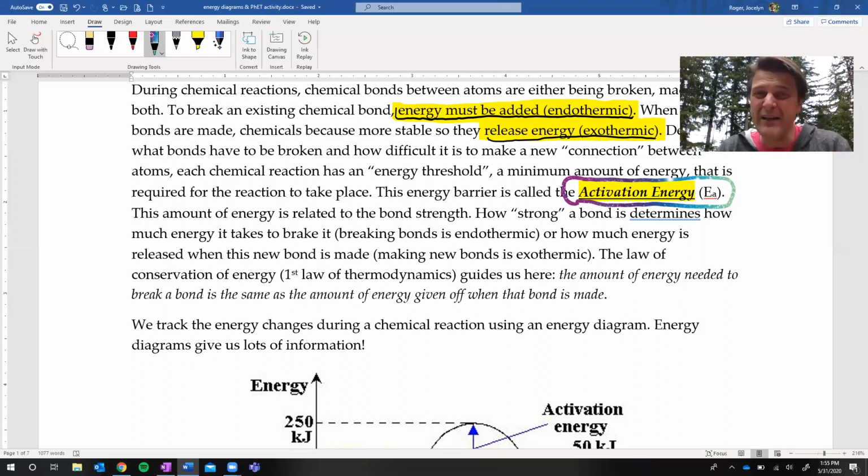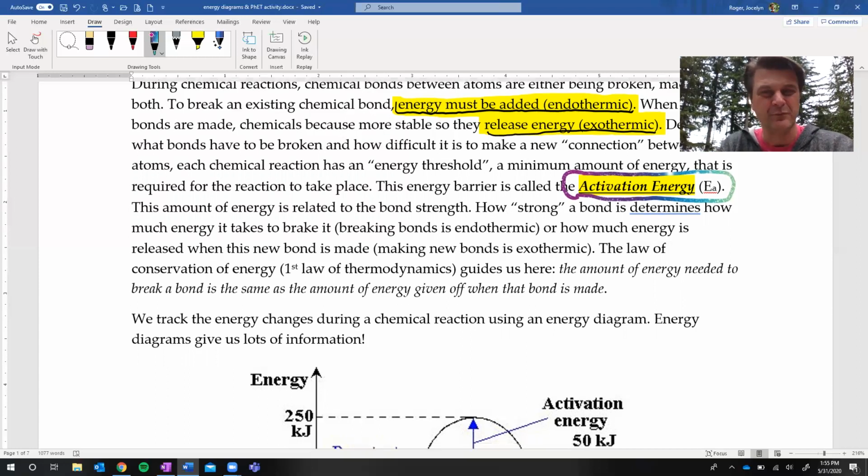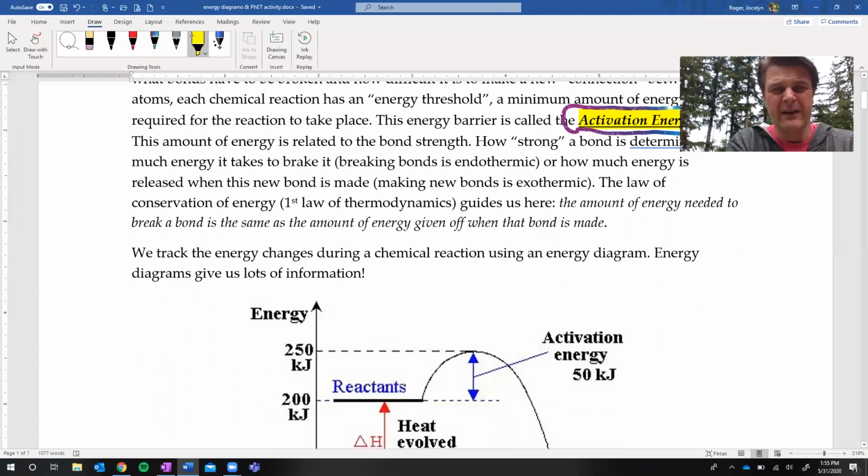So if you want to break that bond between the H and the O, you're going to put in some energy. And when that bond is being made, it's going to release an amount of energy, which is exactly the same. So always the same amount of energy. That is the first law of thermodynamics.